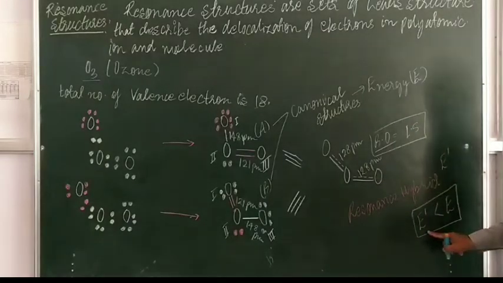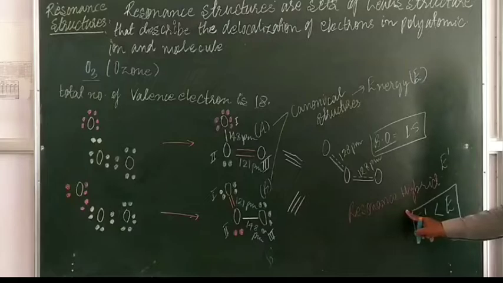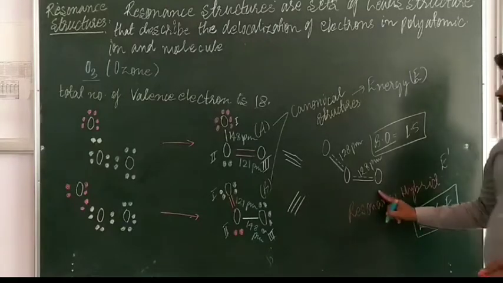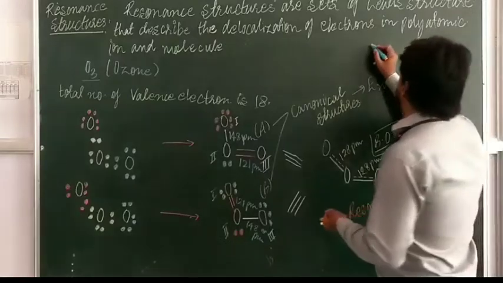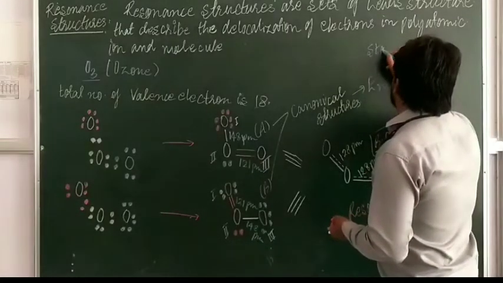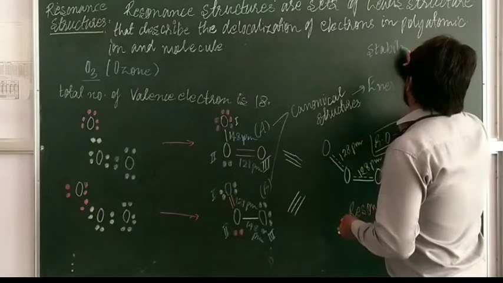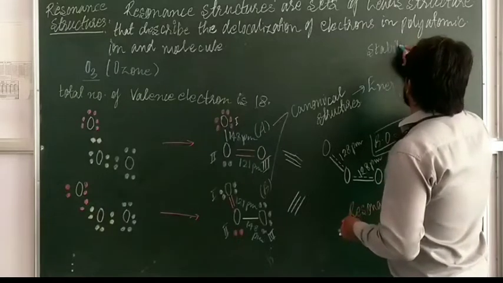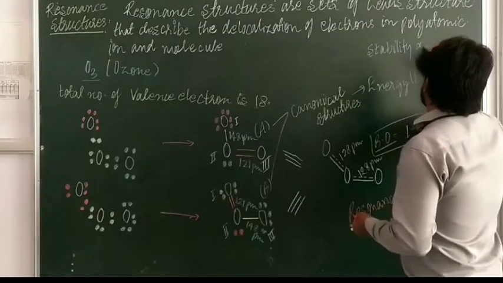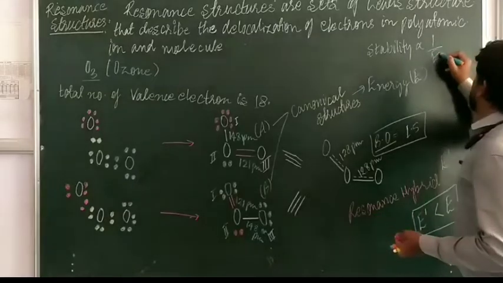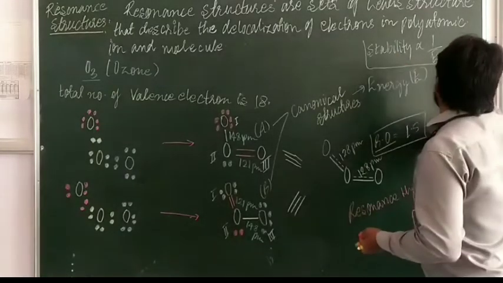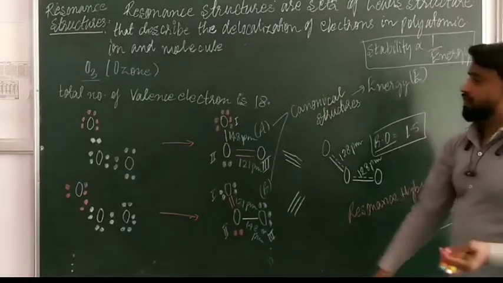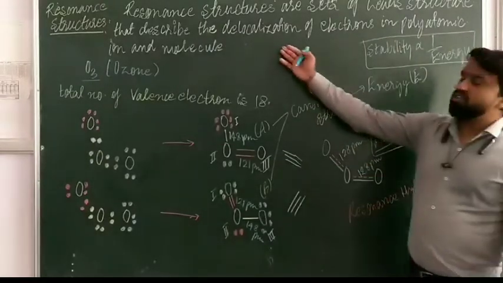If the energy of the resonance hybrid is less, then the stability of the resonance hybrid will be higher, because we know very clearly that stability is inversely proportional to energy. If the energy is minimum, then the stability will be maximum. This is the resonance structure.